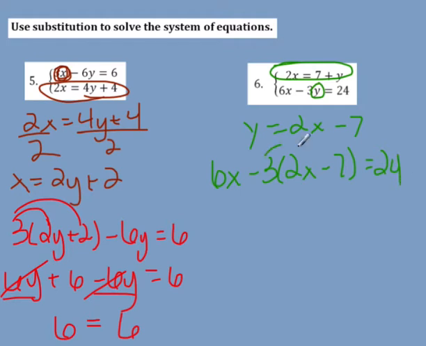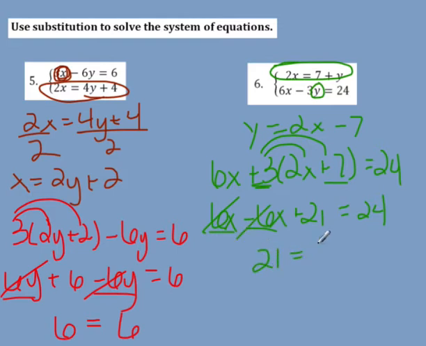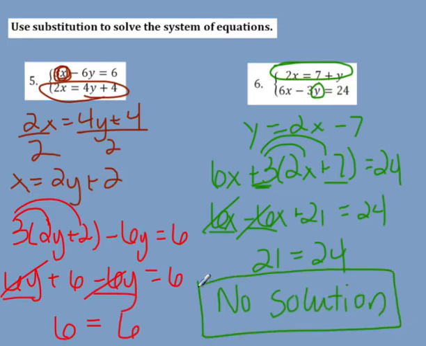Now I'm going to keep solving that and I'm going to distribute. So then I have 6x minus 6x, and this is going to be negative 3 times a negative 7, so that's going to become a positive 21 is equal to 24. Well, 6x minus 6x, again, that's going to cancel out. So our variables are going to cancel out, and we're left with 21 is equal to 24. Well, that's not a true statement. So for this one, since it's not a true statement that's left over, we have no solution.